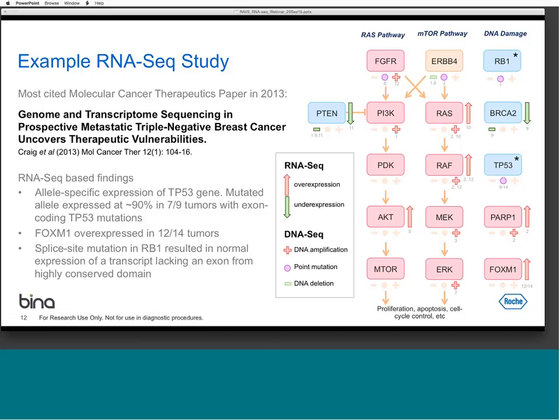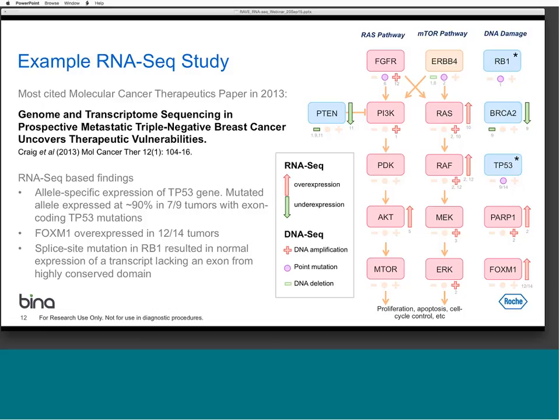Now, these authors looked at 14 different tumors from 14 patients, and here's some of their RNA-Seq findings. When they looked at the P53 gene, there were 9 tumors that had an exon-coding TP53 mutation. In 7 of those 9, more than 90% of the expression was coming from the mutated allele. So something you would not have been able to figure out just by looking at the DNA-Seq results.